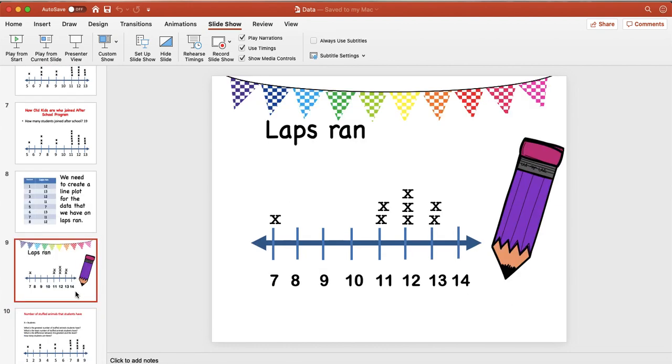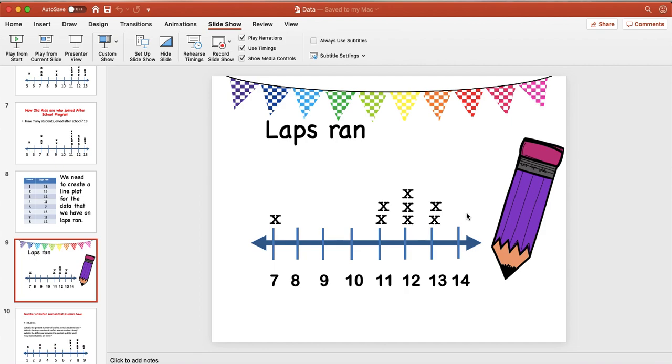Sorry about that, that's how easy it was. I just went back, referred to my table, and used how many I saw from my table, and the students are represented by the X's. So only one student ran 7, 0 ran 8, 9, and 10, 2 ran 11, 3 ran 12, 2 ran 13, and 0 ran 14. So I'm hoping this was helpful in understanding what a line plot is, what it looks like, and how we read it.